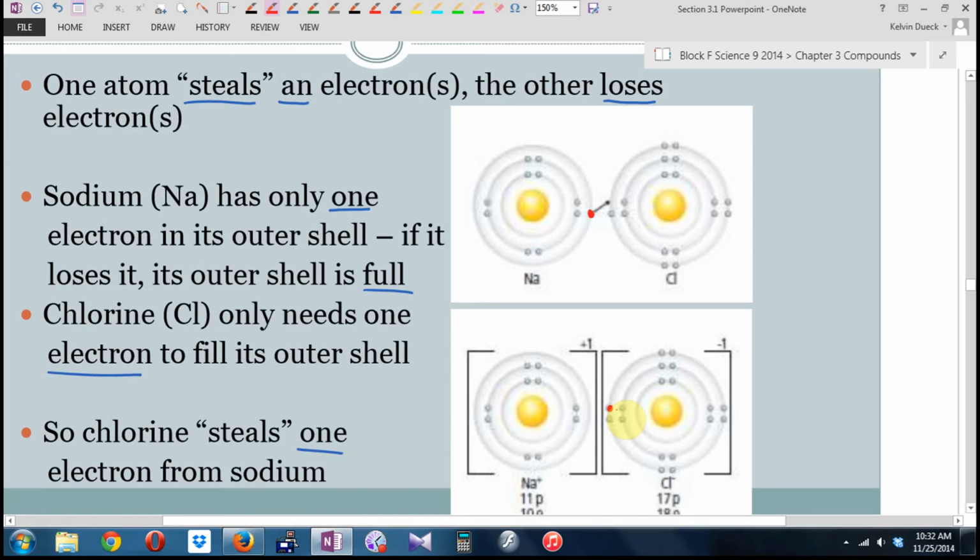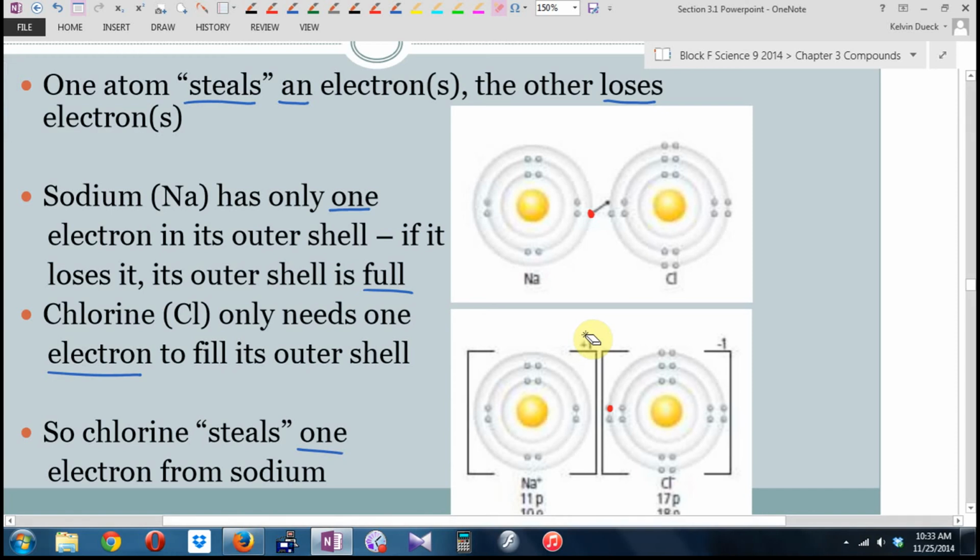Oh, and look at sodium's valence shell. How many electrons does sodium have in its outer shell? Not this one here, but in its outer shell. None, as a number, 0. It's got a full shell. These are called Bohr diagrams of ions.